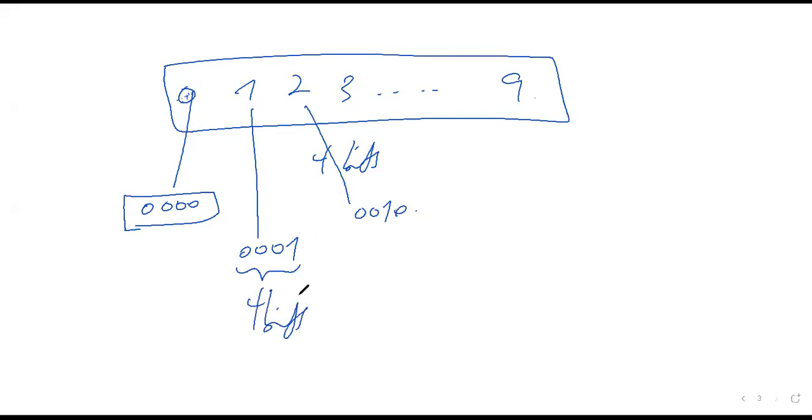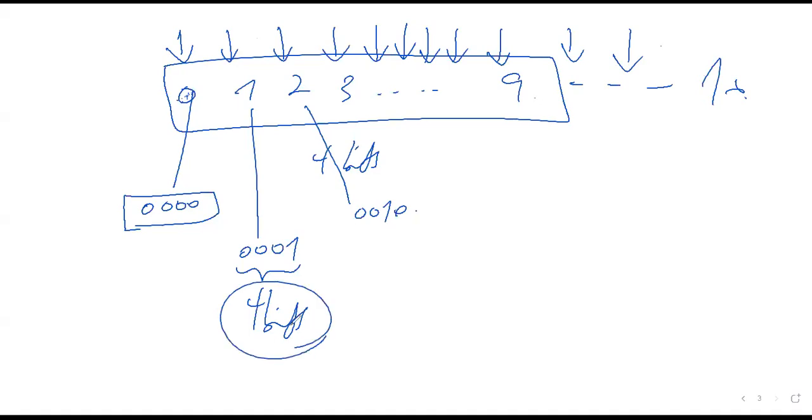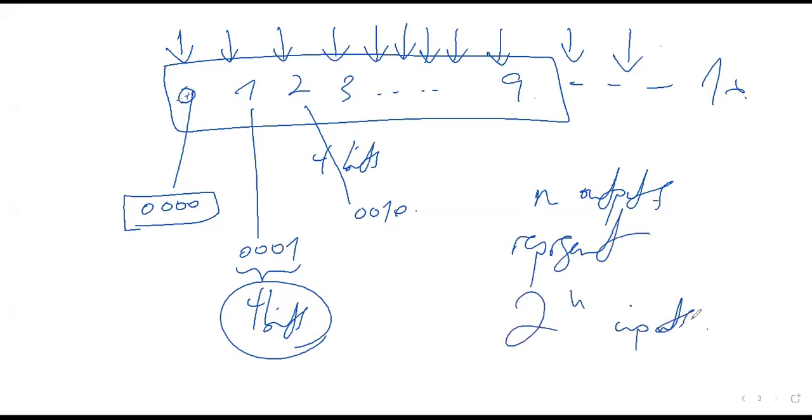But how many input bits do we have here? This is an input, this is an input, a lot, maybe until I reach 16 here. But how do I represent all these 16 inputs? I can represent them using only 4 bits. That is how an encoder works: taking a lot of inputs and using a much smaller number, in this case n output bits, to represent 2 to the power n inputs.